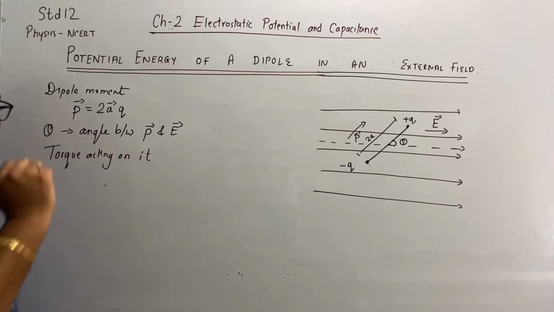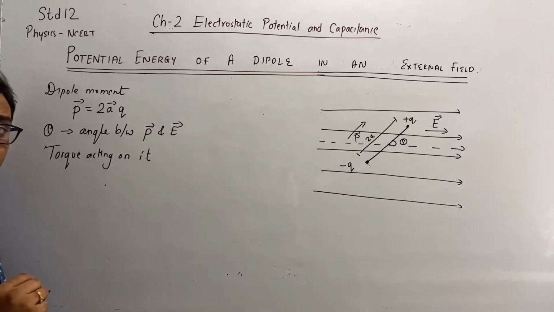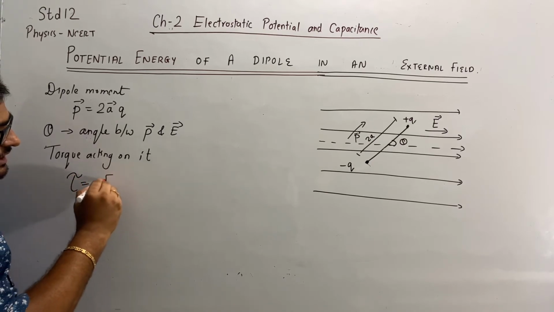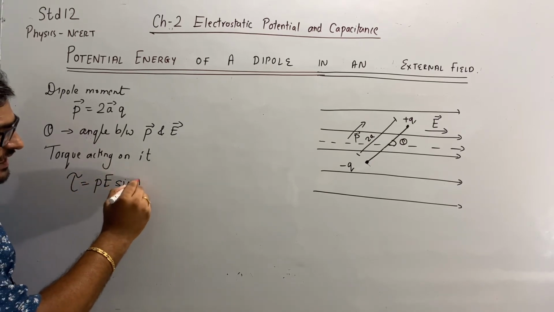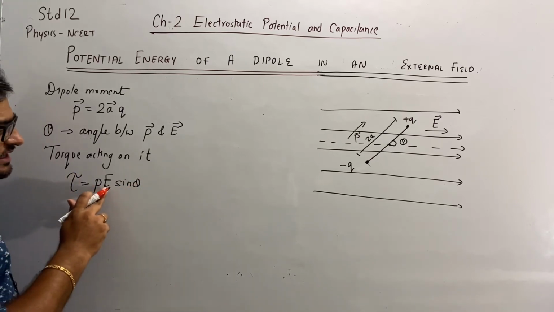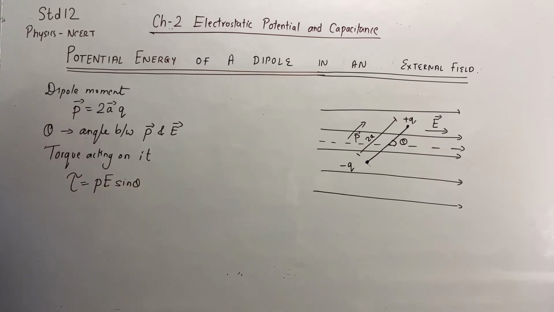So what is the formula for torque acting on a dipole in a uniform electric field? Tau equal to PE sine theta. In vector form, it's P cross E, right? So it's PE sine theta. Okay, this is the torque acting on it.